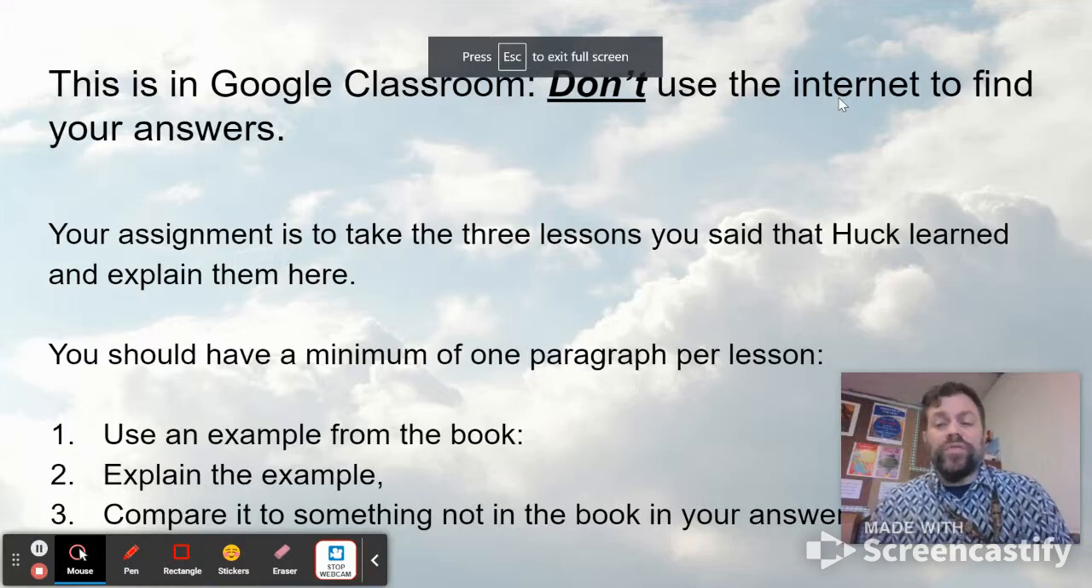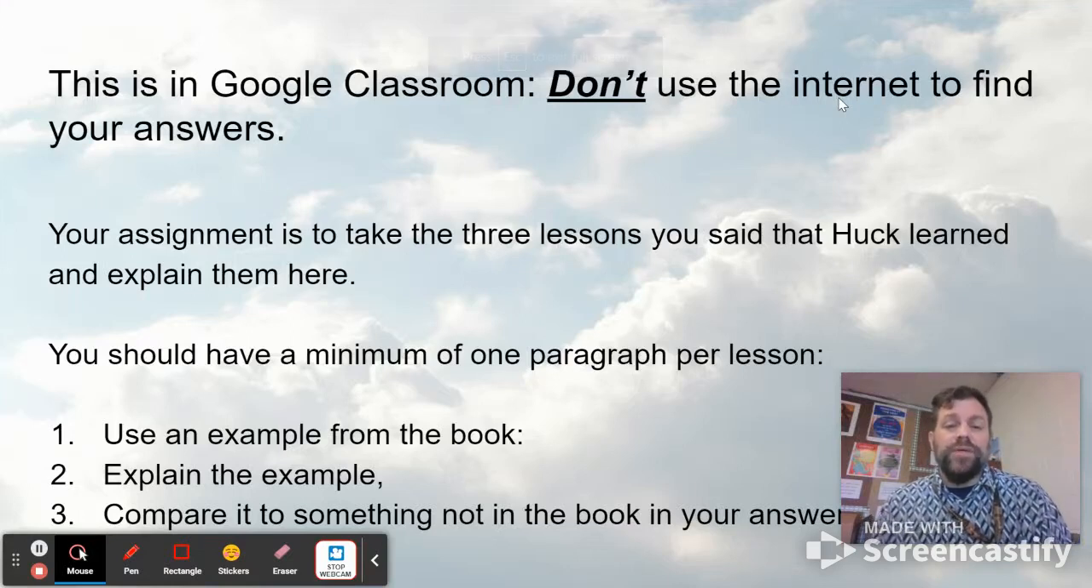Well, I wanted to go over the three examples shared assignment. So when we're talking about Huck Finn, you should have the very first assignment done where you gave me a summary of the overall view of what Huck Finn is about, and then three things that Huck Finn learned, three lessons that he learned.